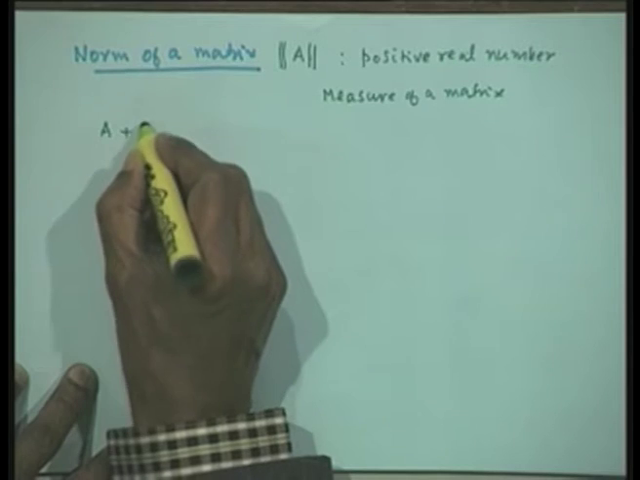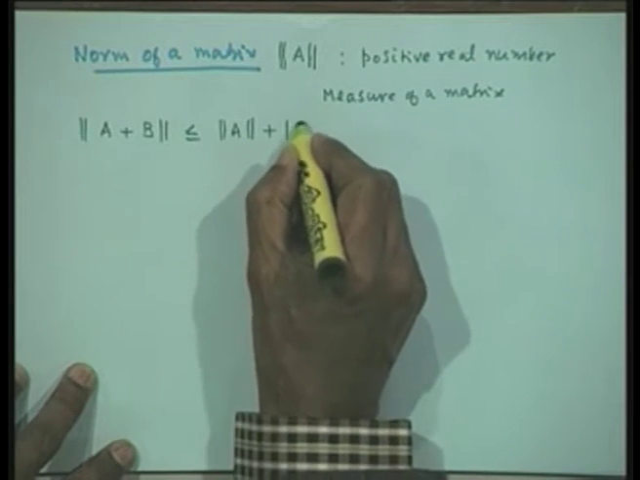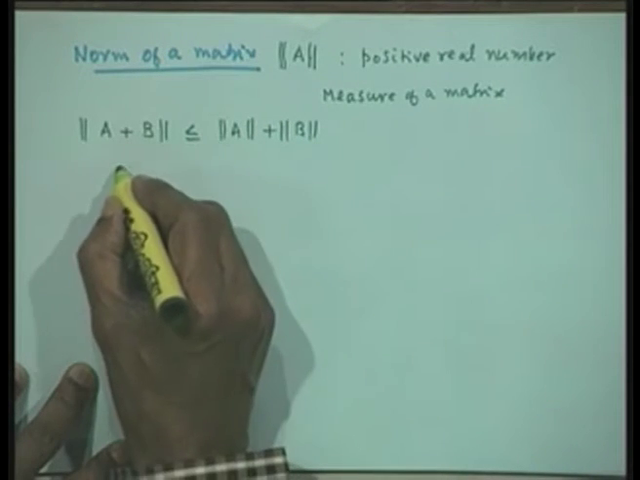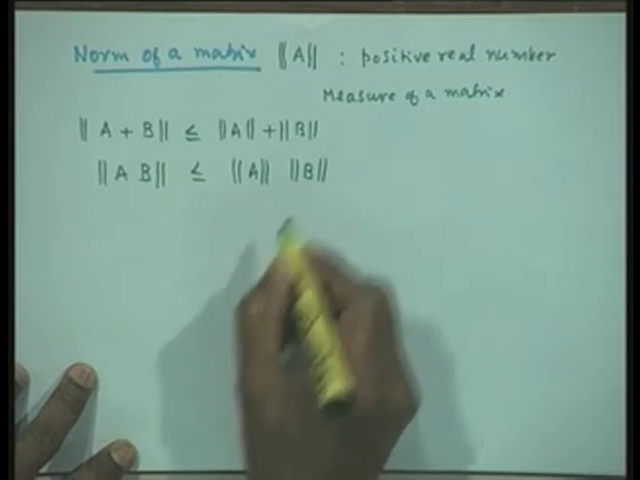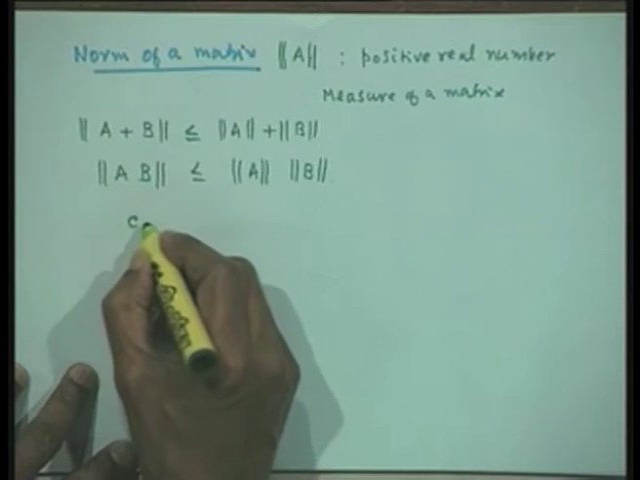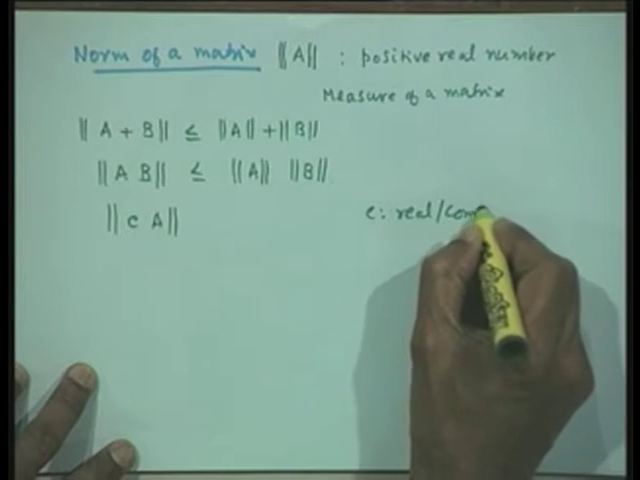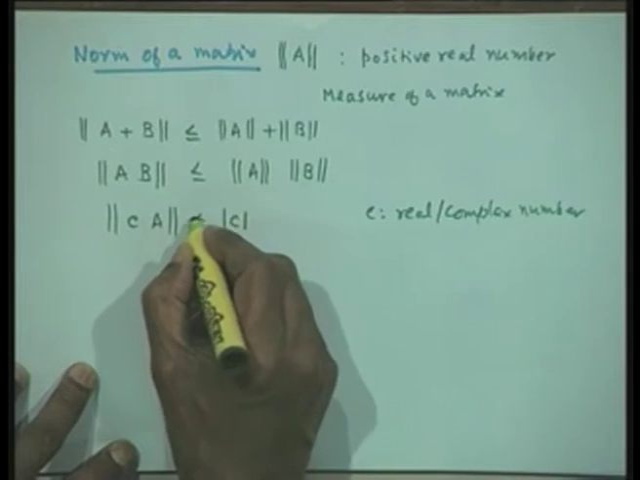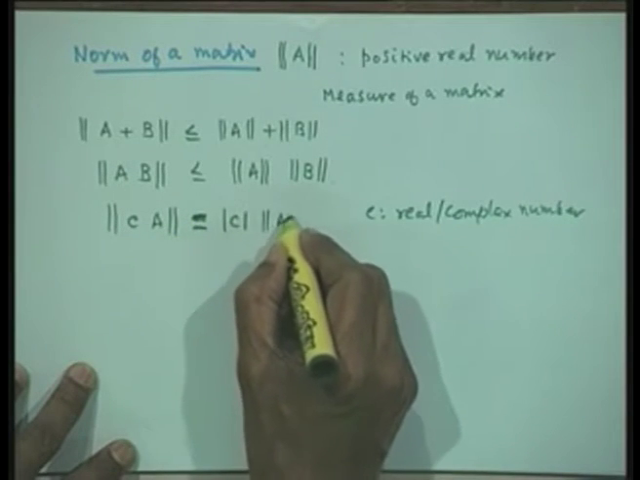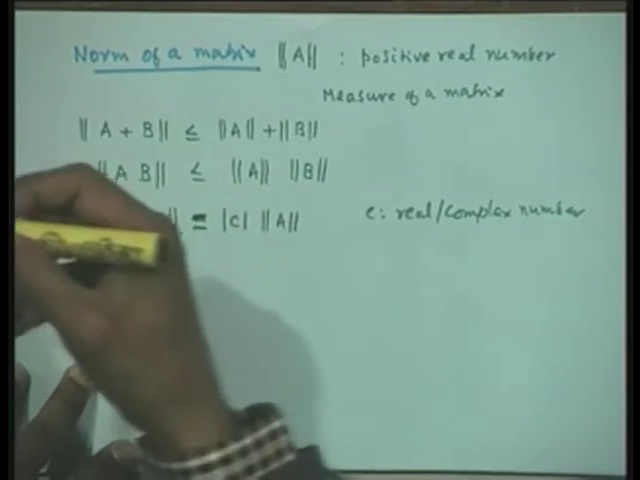Now, if I have two matrices A and B, then the triangular inequality holds here, that is, norm of A plus B is at most norm of A plus norm of B. And if I take the product of two matrices, norm of A into B is at most norm of A into norm of B. And if I have any number multiplying, say a complex number C into A, where C is a real or a complex number, then the norm will be equal to the magnitude of C into norm of A. This means that if C is a positive or a negative real number or C is complex, then this equality holds.